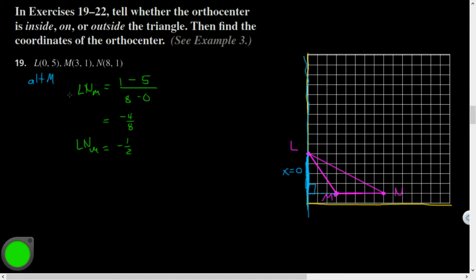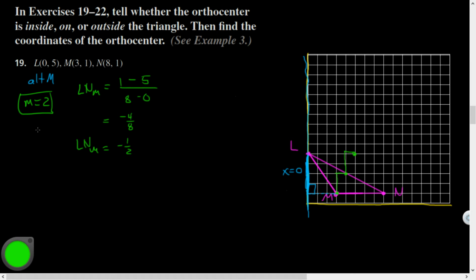So what is the slope of my altitude? Positive 2. Okay? You guys buying that? You flip it and you change the sign. Now, my altitude is also going to pass through this point M. You agree? Now, because this is a slope of 2, I technically could start at M and just go up 2 over 1, up 2 over 1, and draw a line.